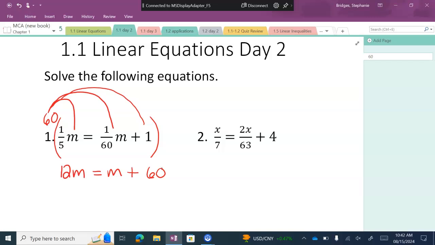If you guys want to borrow a calculator, go grab one. They're right up there. And I can show you how to do the fractions in that calculator if you want me to. All you got to do is let me know.